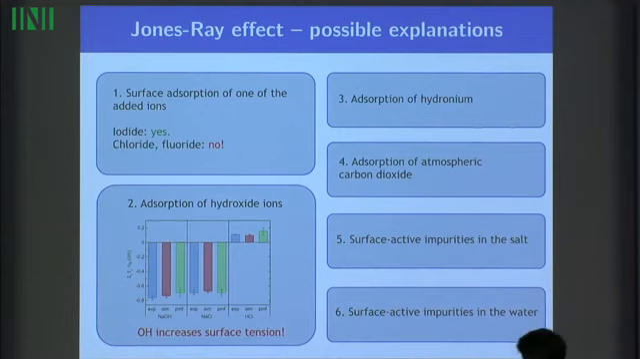Adsorption of hydronium could be, but that's a very weak effect. This I will not show. Yeah, we did all these calculations, but I will not have time to show them here. What I will focus on is this final one: the surface active impurities in the water.